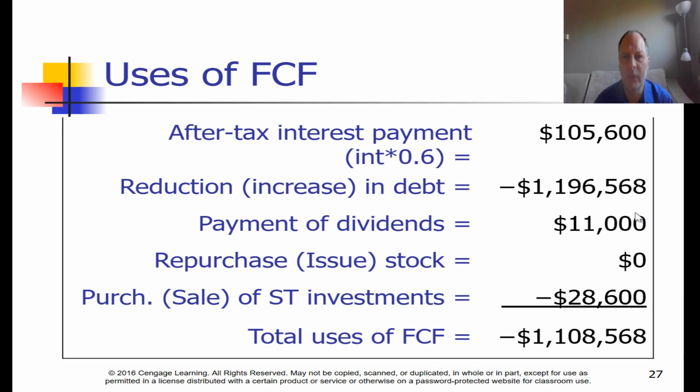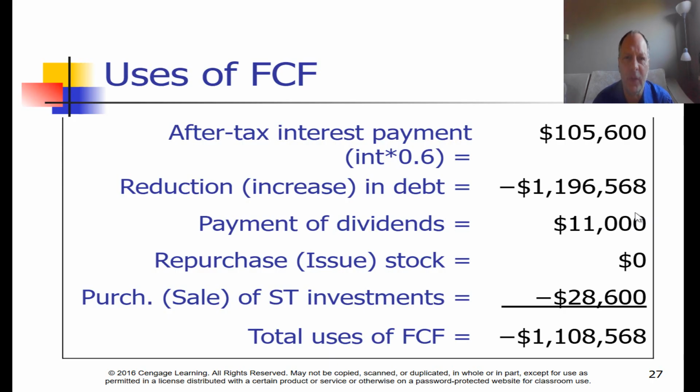The first item on the list is after-tax interest payments. The reason this is after tax is because corporations are allowed to write off interest on their taxes. So to get this number, you take the interest that the firm paid and multiply it by 1 minus the corporate tax rate, which is assumed at 40%. So that would be the interest times 0.6, or 105,600.